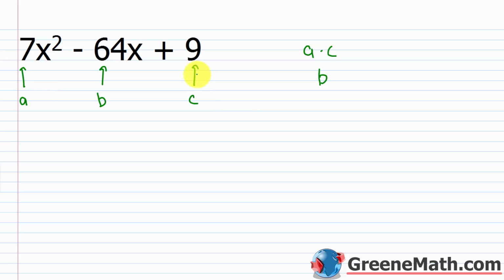So what is a times c? It's 7 times 9, that's 63. So that's what we want for a product. And then b is going to be negative 64. So this one's really easy to figure out.